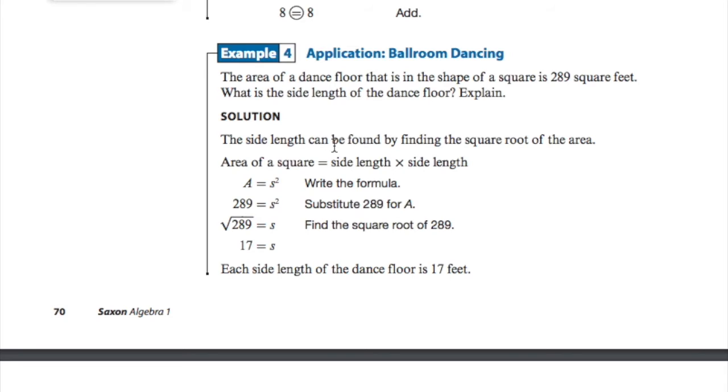Explain. Side length can be found by finding the square root of the area. Because it's a square, both of the sides are the exact same length. That means to find the area of that, you would multiply those two things together. So we take the total area, 289, and you've got that equaling your square footage. You take the square root of that number, and you find 17. Square root of 289 from our perfect squares is 17.